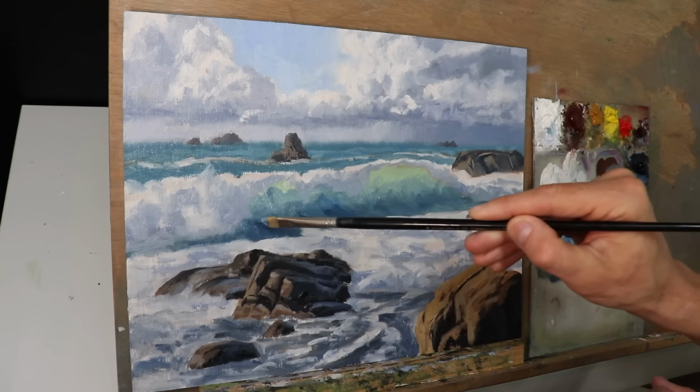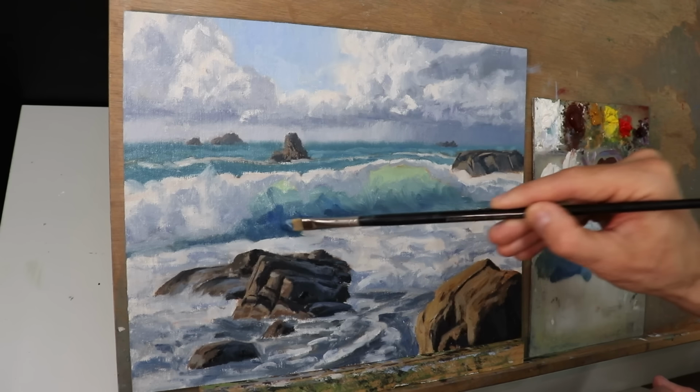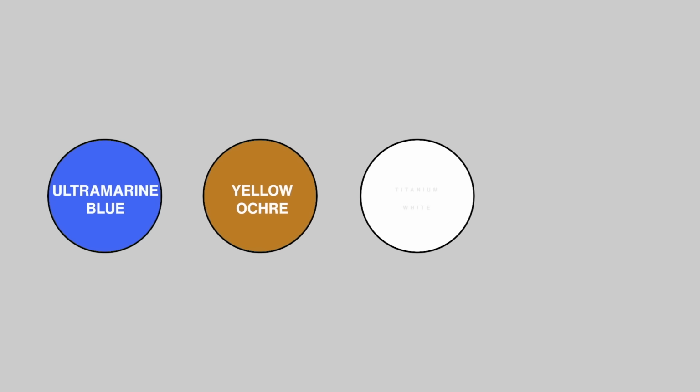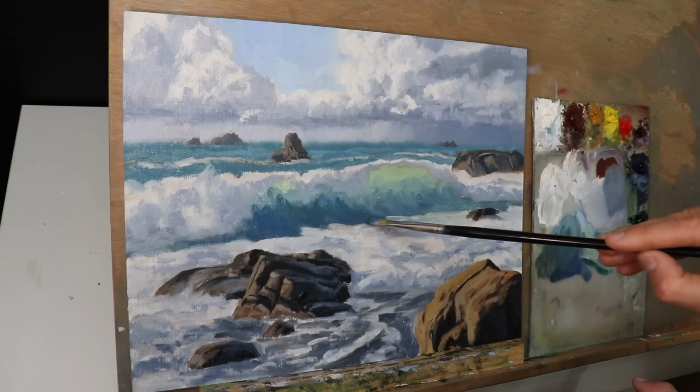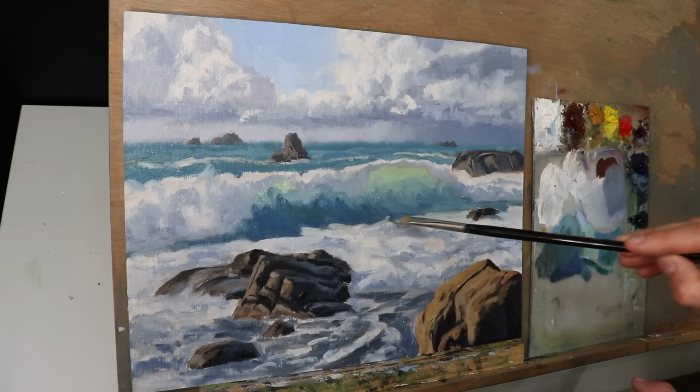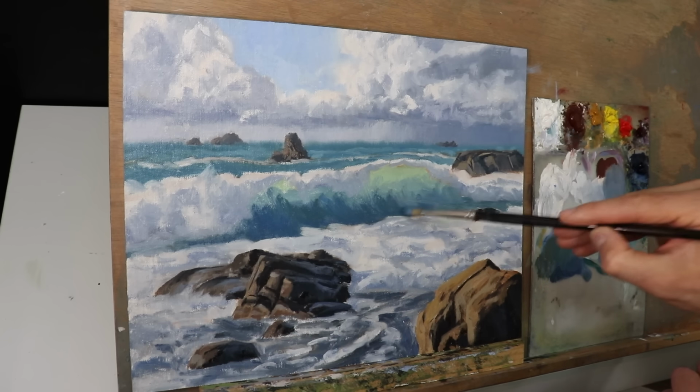Just adding another layer was just darkening the value anyway, but I'm still using a mix of ultramarine blue with a little bit of yellow ochre, some titanium white and some phthalo green. So the phthalo green is really key to getting those turquoise tones in the ocean.